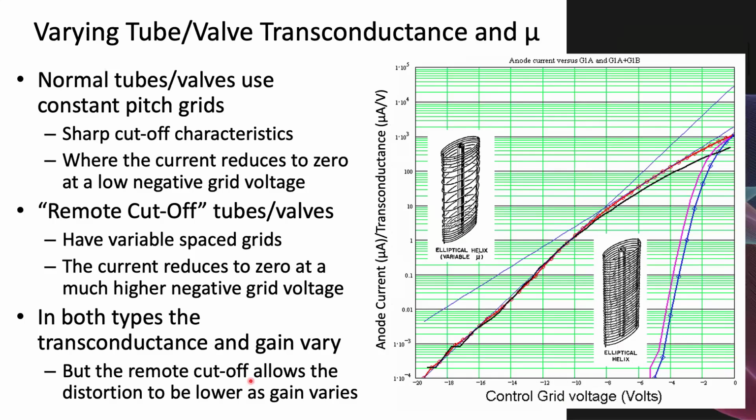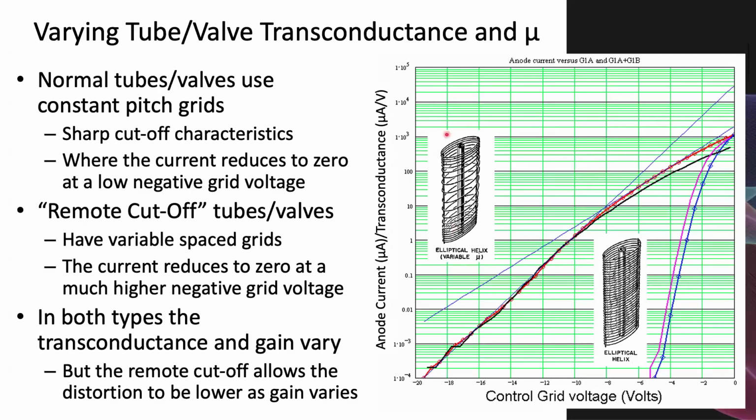So what can we do instead of that? Well, this actually came before the Dolby system and 60s synthesizers, and that was to use a tube or a valve's mu or transconductance variation with operating point. Normal tubes and valves use constant pitch grids, and that gives you what's known as a sharp cutoff characteristic. What we're seeing here is the transconductance and the anode current vary as the operating point varies. And you can see you can vary over quite a wide range.